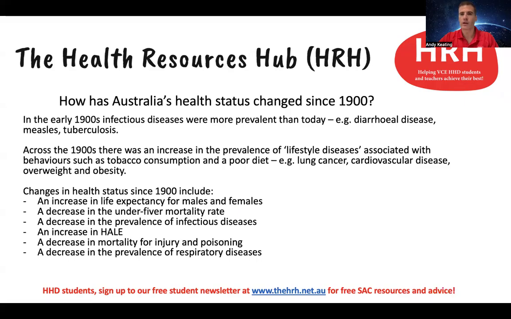Remember, we're focusing on improvements in Australia's health status, but it's a good idea to get a sense of what some of the general changes over time have been. In the early 1900s, infectious diseases were much more prevalent than today. Keep in mind that infectious diseases are conditions that can be spread from one individual to another, and typically they are caused by things like viruses and bacteria. You can see some examples there, like diarrheal disease, measles, and tuberculosis. Some of these conditions are caused by bacteria, such as diarrheal disease, and others by viruses, such as measles.